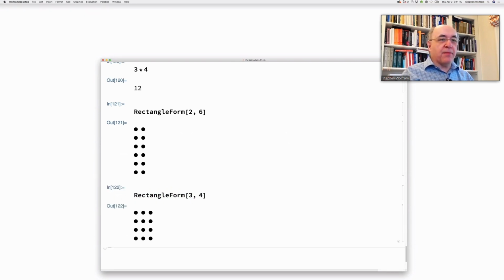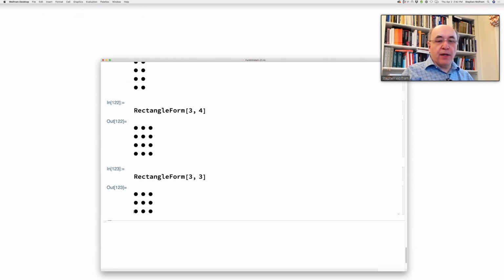Okay, so here's the big question. Is it true that all numbers can be made as rectangles like this? Maybe we start off with a simpler question. There are some numbers where we can make them as squares. So, for example, 3 times 3 is a number that we can make up just with a square of dots.